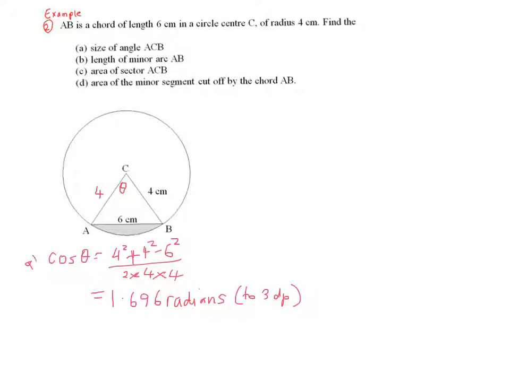Part B. Find the length of the minor arc AB. The minor arc is this section here. You learnt the arc length formula: L equals r theta, where the radius is 4 and theta we just found is 1.696. Using the full value stored in your calculator, you should get 6.8 centimetres to 1 decimal place.